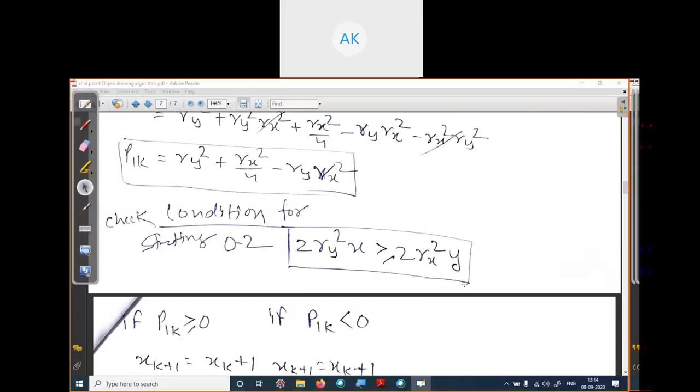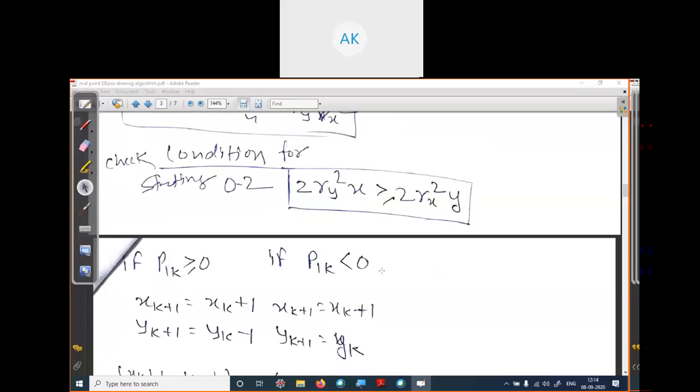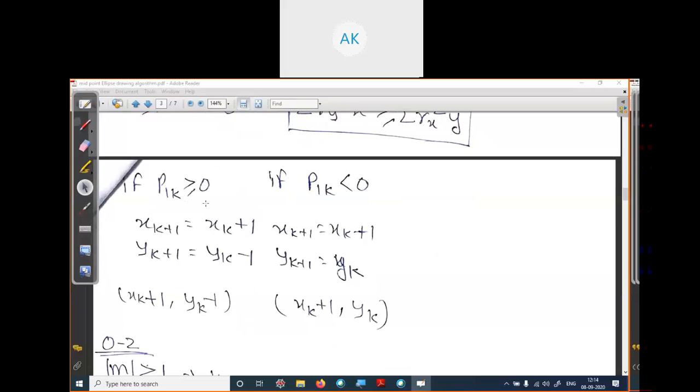Always check this condition. If it is greater, it means you have entered region 1, and you stop calculating points of region 1. If your decision parameter is greater than or equal to 0, you move x with unit interval, and yk plus 1 will be yk minus 1. When your decision parameter is less than 0, you are moving x with unit interval, and your next point in y will be yk.